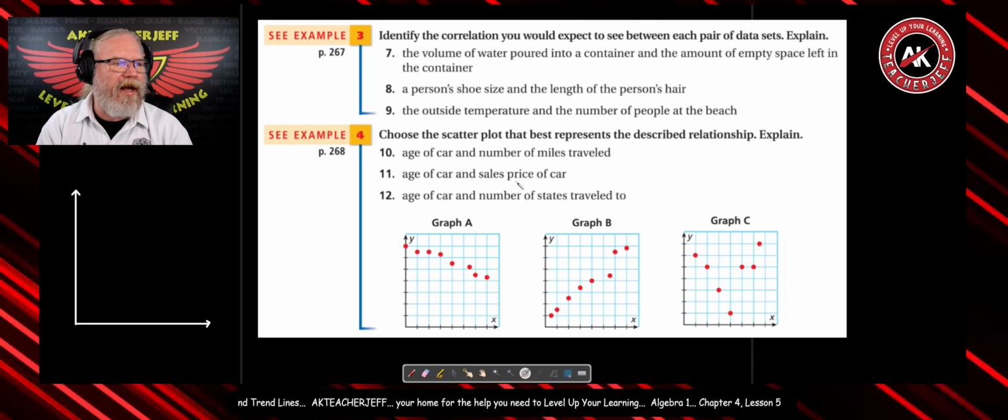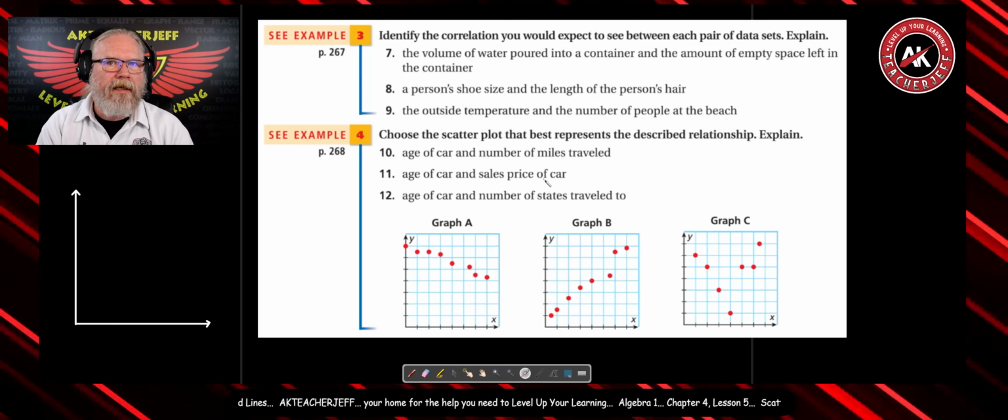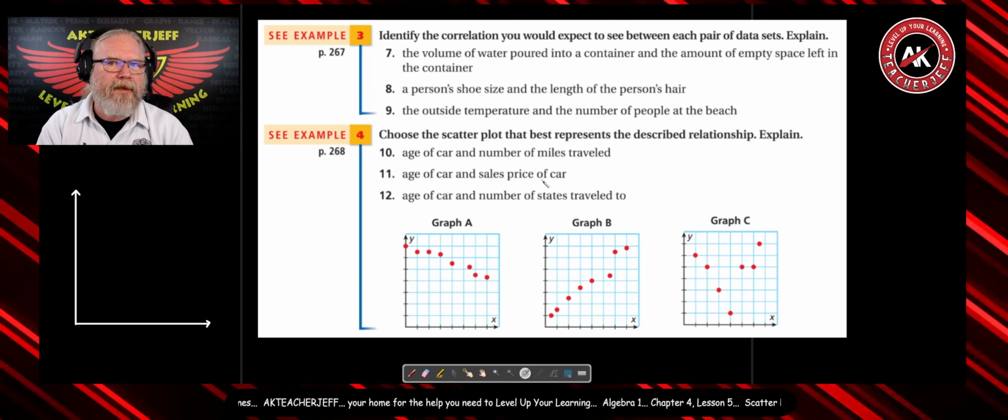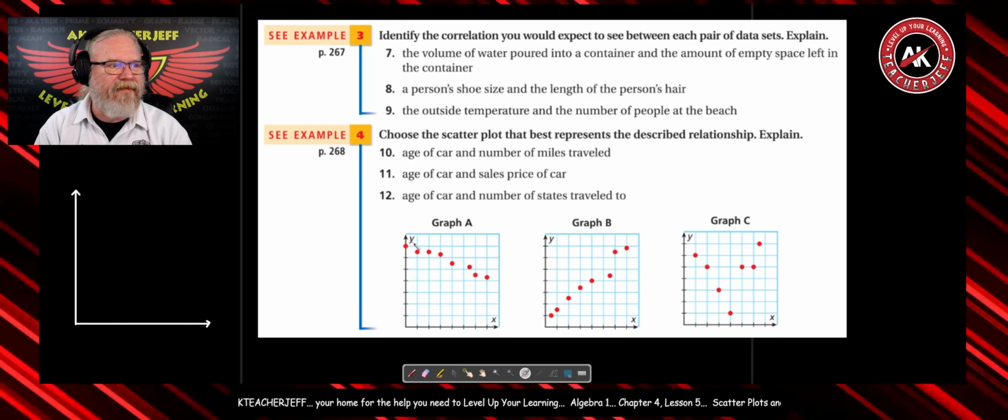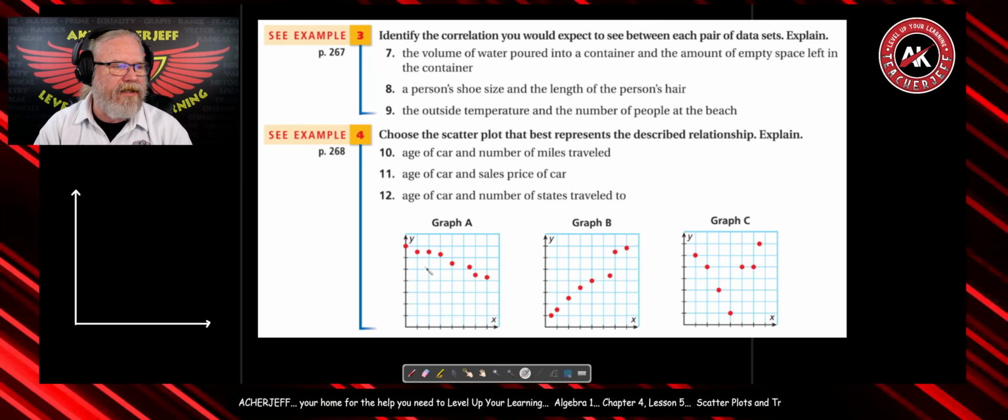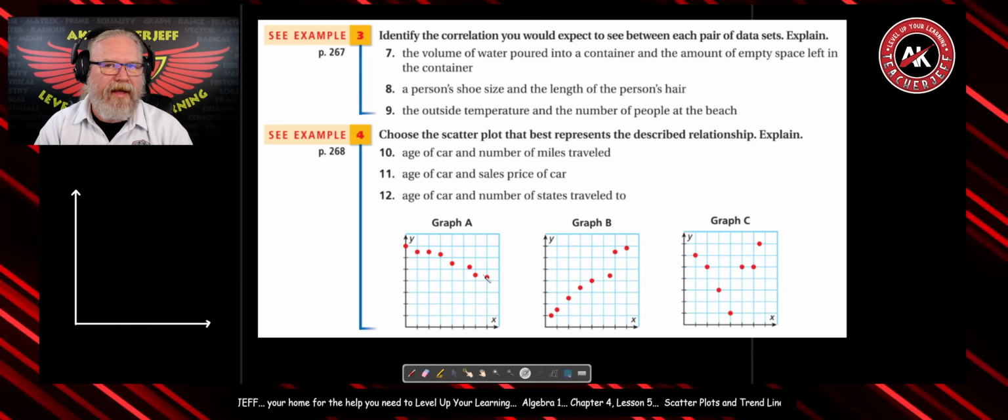The age of a car and the sale price of a car. Unless you can't get computer chips. But we're assuming that as the car gets older, the car has less value. So as the age increases, then the value decreases. We can see that here in graph A.